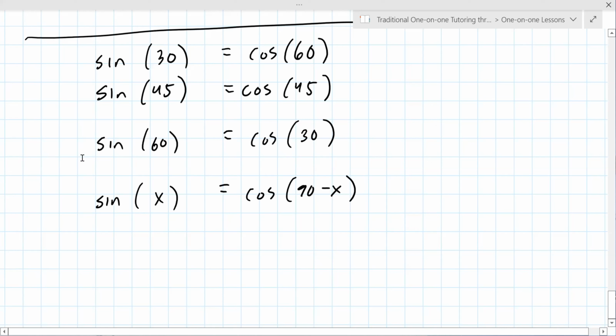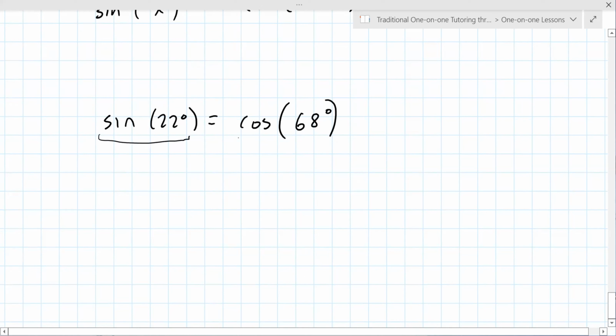So a long time ago in math, you were coming up with rules. It's like, well, does this work? When x is 60, is 90 minus 60 30? Yeah. When x is 45, is it 90 minus 45? It's 45. So that's kind of a proof here. But what you need to remember is that whatever the value is on the left, the one on the right, they have to add up to 90.